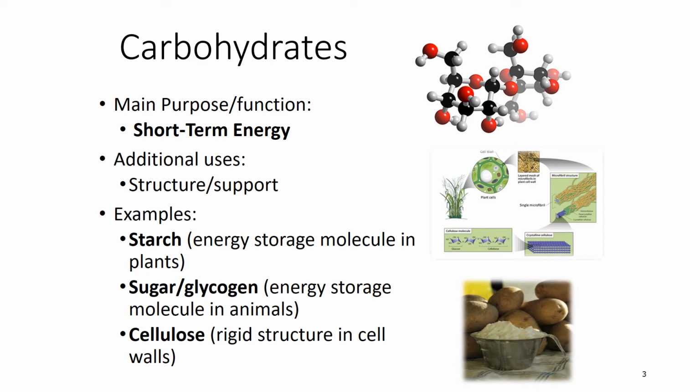There are also ways that carbohydrates can be used for structure and support, particularly in plant cells. There's something called cellulose, and that makes the cell walls that give the plant their structure. So some examples are the complex carbs like starches, simple carbs like sugars, and we're going to talk more about glycogen in just a sec. Our favorite carbohydrate that we talk about over and over and over in this class is glucose.